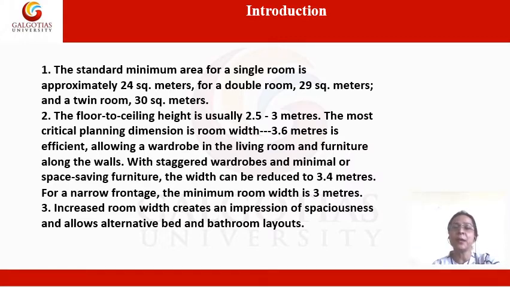The standard minimum area for a single room is approximately 24 square meters, for a double room 29 square meters and for a twin room 30 square meters. The floor to ceiling height is usually 2.5 to 3 meters. The most critical planning dimension is the room width, and 3.6 meters is very efficient. That allows a wardrobe and furniture along the walls. With staggered wardrobes and minimal or space-saving furniture, the width can be reduced to 3.4 meters for a narrow frontage. The minimum room width is 3 meters.